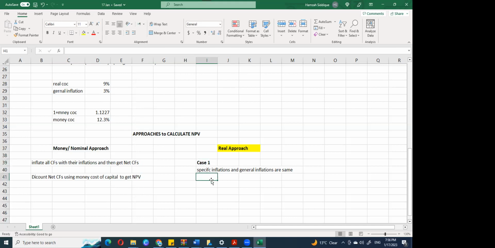Case one, calculate net real cash flows and discount them with real cost of capital to get NPV. This is case one. Real net means you need not inflate anything.